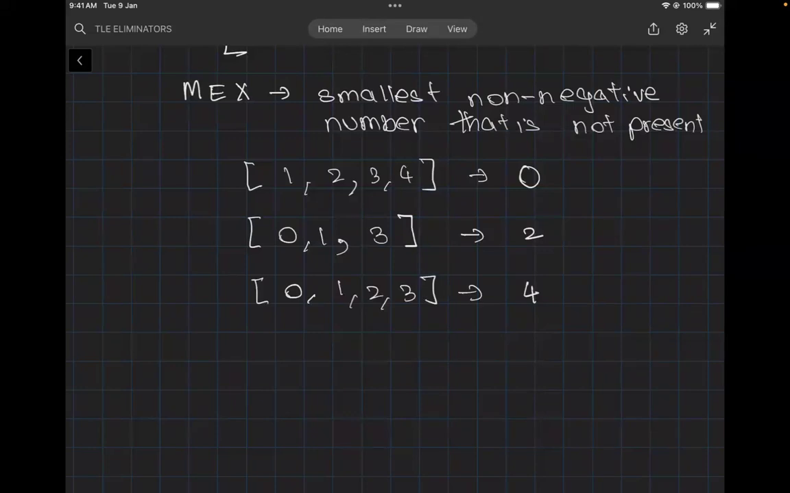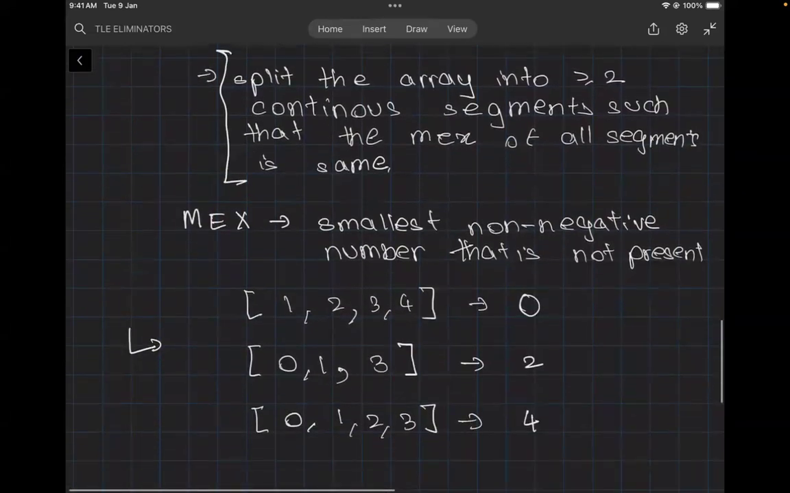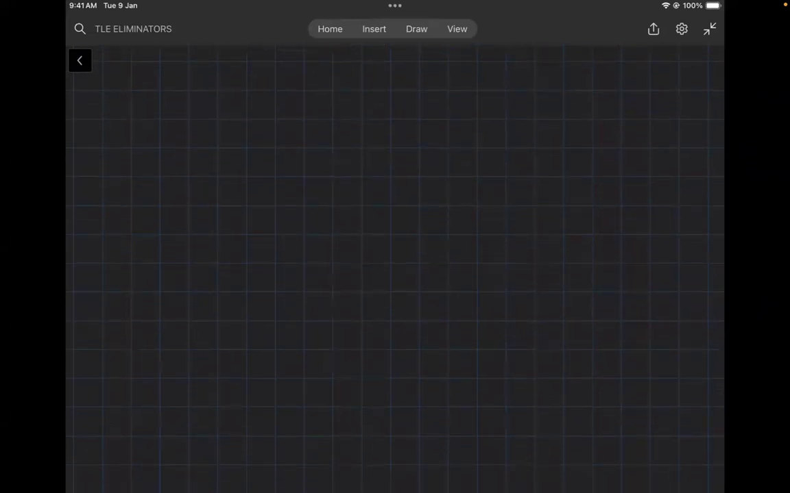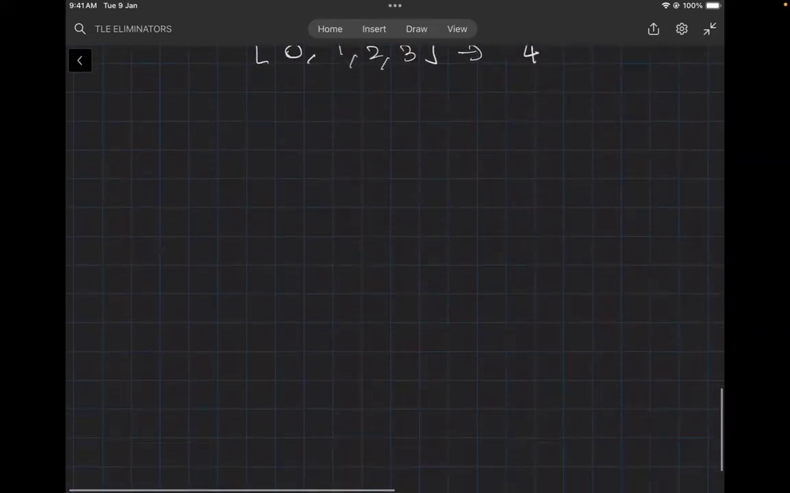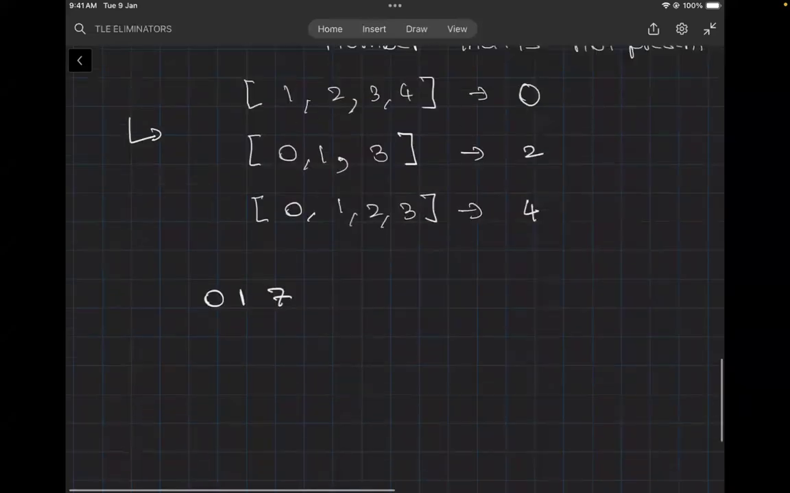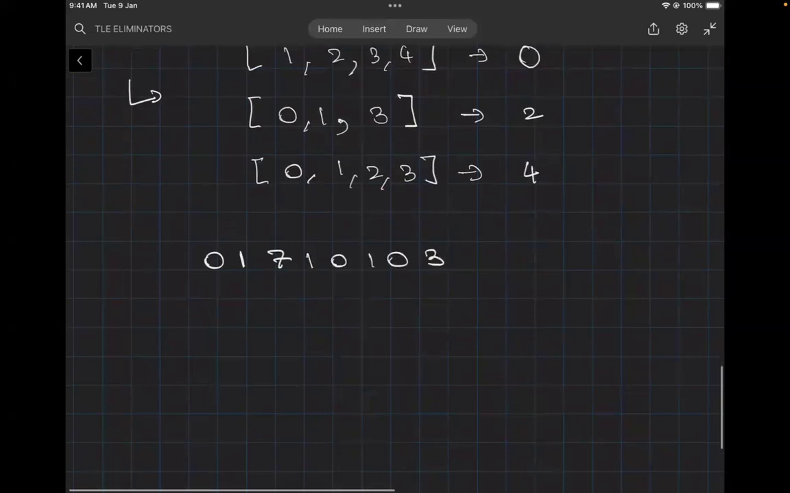Now, if we know what max is, in this particular test case, if we split our array like this, this is a valid answer because the max of this range is 2, and the max of this range is 2. Now, how do we solve this problem is the question. So here: 0, 1, 7, 1, 0, 1, 0, 3.